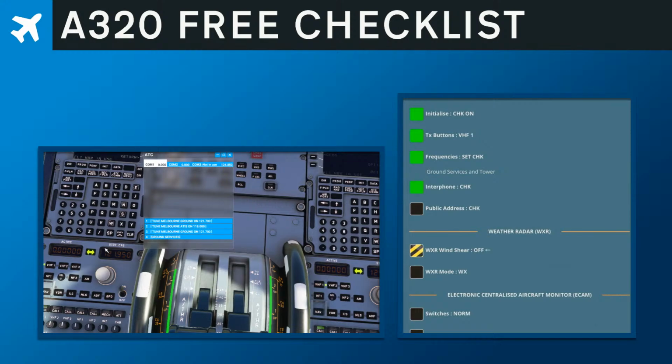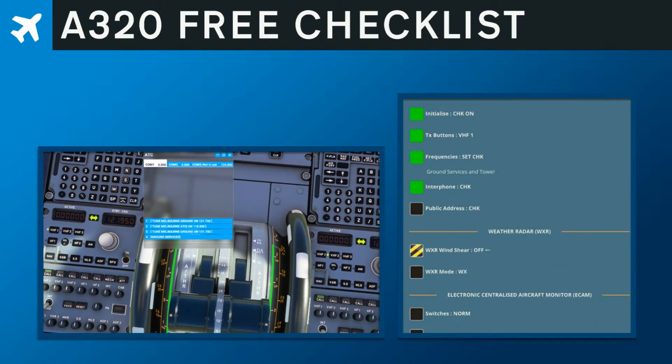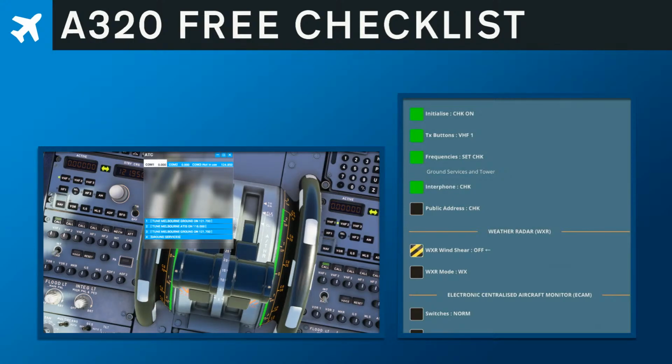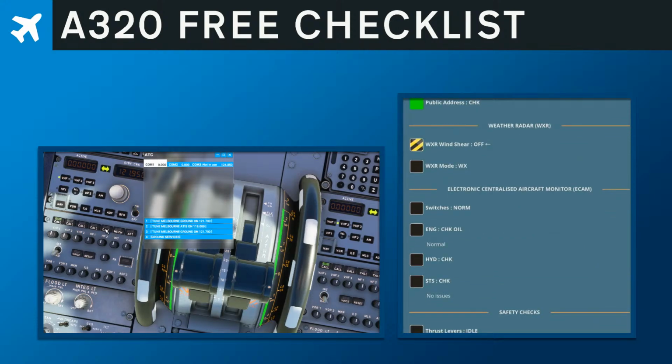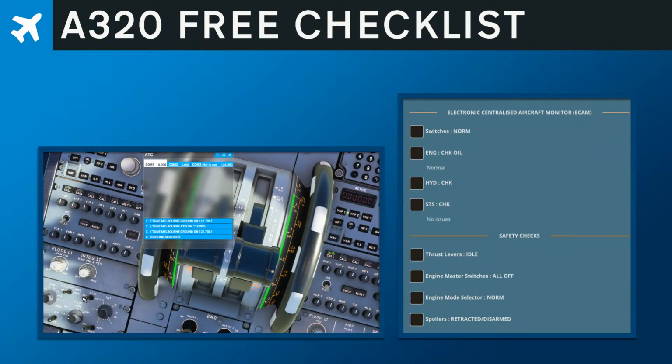So interphone should be set, I believe. We won't worry about that for a minute. And the public address. And while we're here, we need to set the weather mode to weather, which is here. So we'll set that there, to weather, which is WX, and we'll then move on to the centralized engine monitor again.